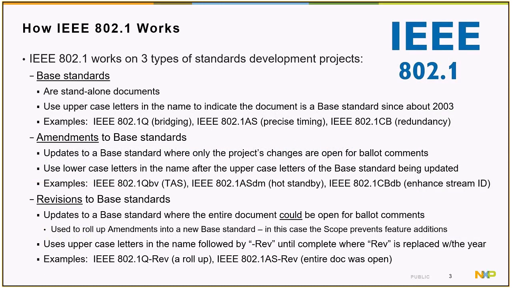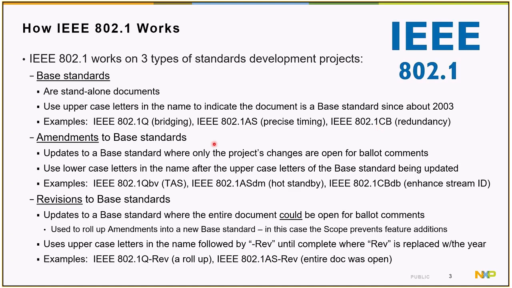So in summary, what is 802.1 and how does it work? Basically, it works on three types of standards development projects: base standards, amendments, and revisions. Base standards are standalone documents. They use uppercase letters in the name to indicate the document is a base standard, and that's been the mechanism used since about 2003. 802.1Q is the base bridging standard, 802.1AS is the precise timing base standard, and 802.1CB is the redundancy standard.